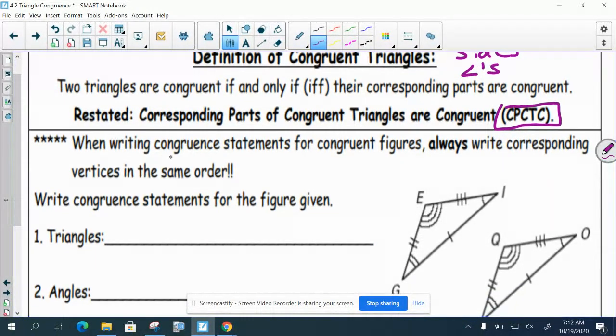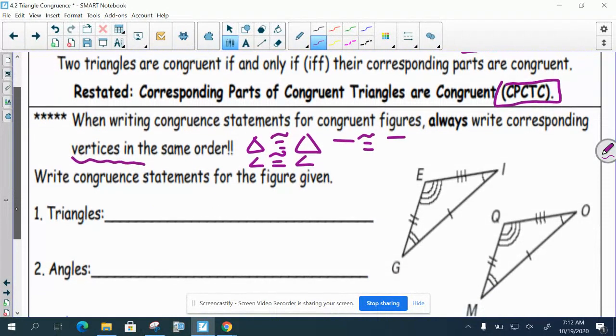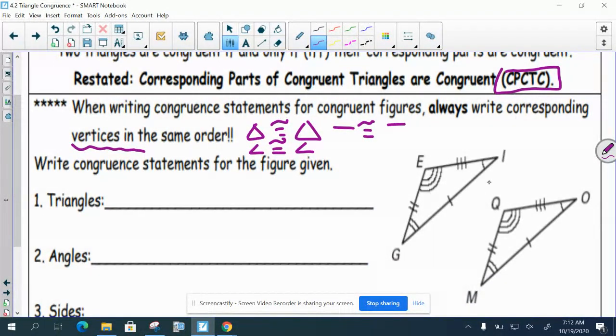When writing congruent statements, a congruent statement is when you say that one triangle is congruent to another triangle, or an angle is congruent to another angle, or a side length is congruent to another side length. You always write the corresponding vertices in the same order. Look at these two triangles here. If you look at the angle markings, it has one arc. Which other angle in this triangle has one arc? You can see I and O, so I and O would be the congruent angles together. Then G and M have two arcs, which means these two angles are congruent to each other, but they're not necessarily congruent to I or O, or E and Q. And E and Q have three arcs, so those two are congruent.